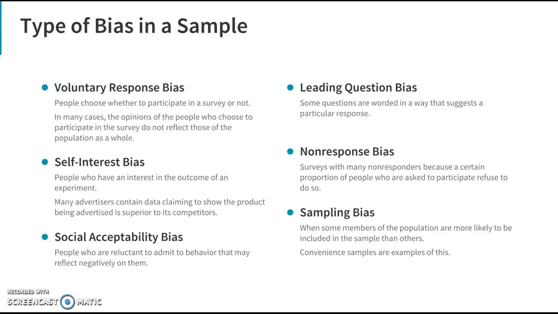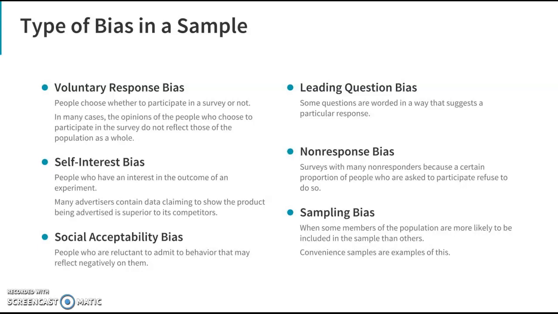Self-interest bias. We kind of already talked about it. People who have an interest in the outcome of an experiment. Many advertisers contain data claiming to show the product being advertised is superior to its competitors, so you buy their product over everybody else's. Social acceptability bias.